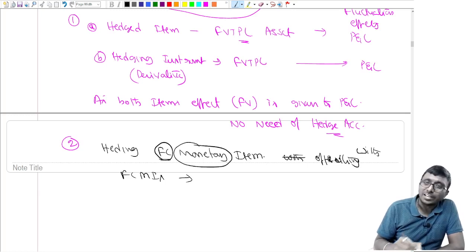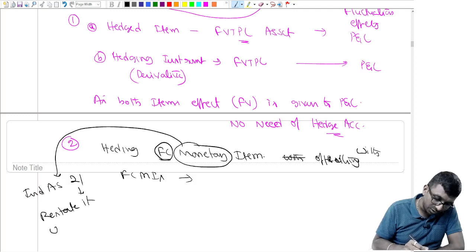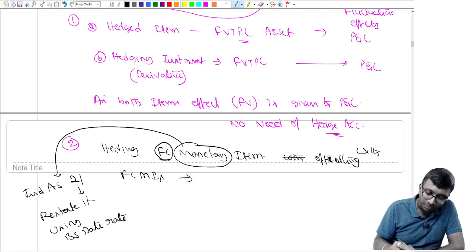Both are monetary items, right? Monetary item means what will happen as per Ind AS 21? As per Ind AS 21, what are you supposed to do? You are supposed to restate it. Using which rate? Using the balance sheet date rate, that is, the closing rate. So both are measured using this.